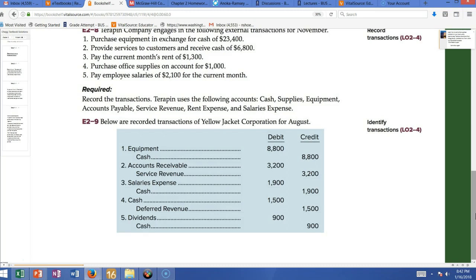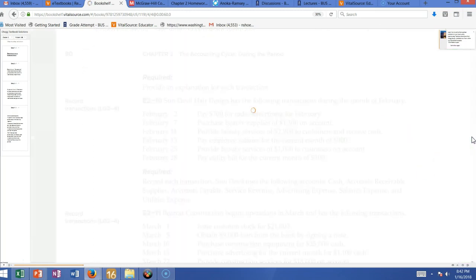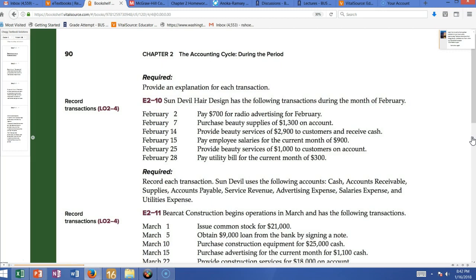You guys are rocking it. Paid $900 in dividends to stockholders. Awesome. Does this make sense, guys? Is this okay? We just keep doing it, and then I will have this in the lecture. If you're stuck again, guess what you can do? Go back and look at it again.